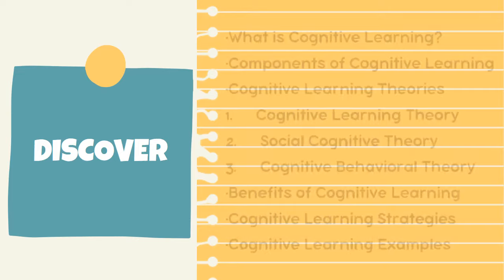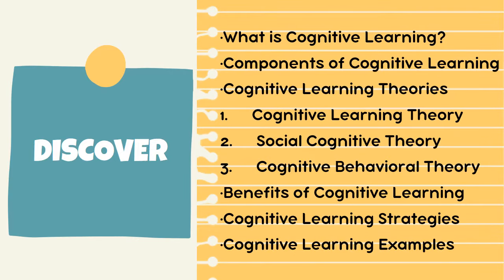So here are the things that we are going to tackle in this video lecture. What is cognitive learning? Components of cognitive learning. Cognitive learning theories, which are cognitive learning theory, social cognitive theory, cognitive behavioral theory, benefits of cognitive learning strategies, and cognitive learning examples.